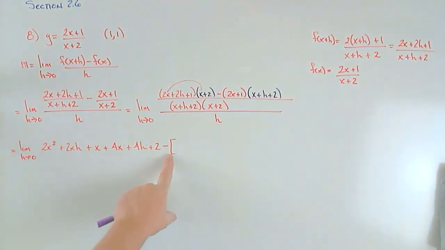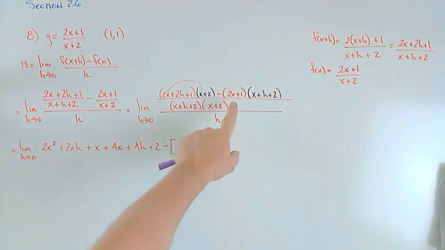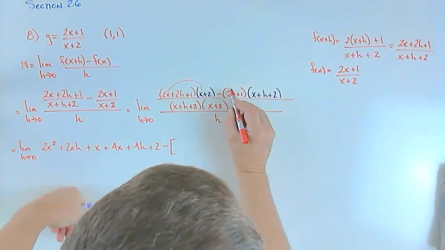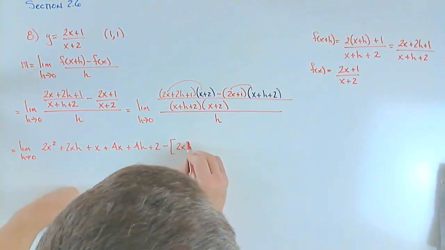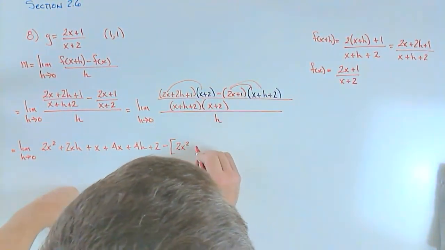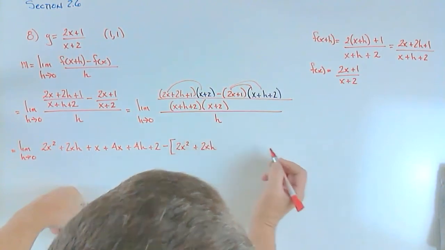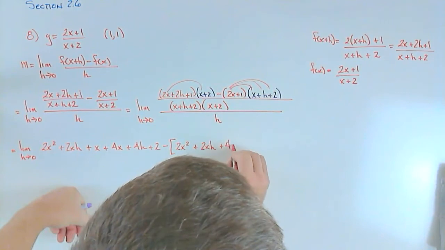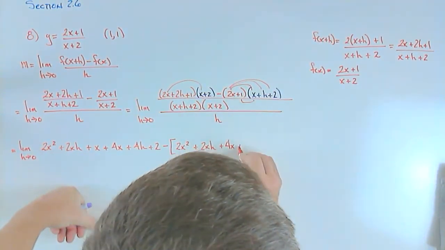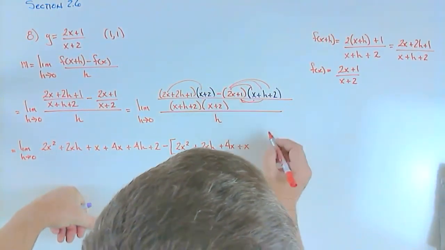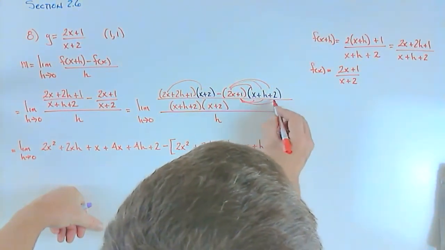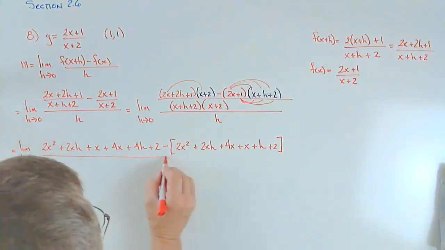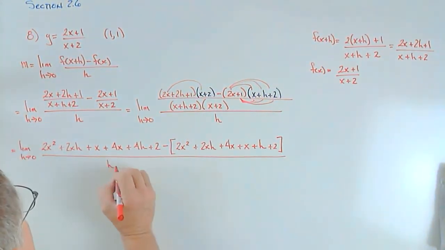So I'm going to put a bracket here to make sure that I remember that that negative sign distributes to everything in that product. So this is going to be 2x times x, 2x squared, 2x times h, 2xh, 2x times 2, 4x, 1 times x, x, 1 times h, 1 times 2, 2. Now that all gets divided by h, I'm going to go ahead and move that h where it belongs.